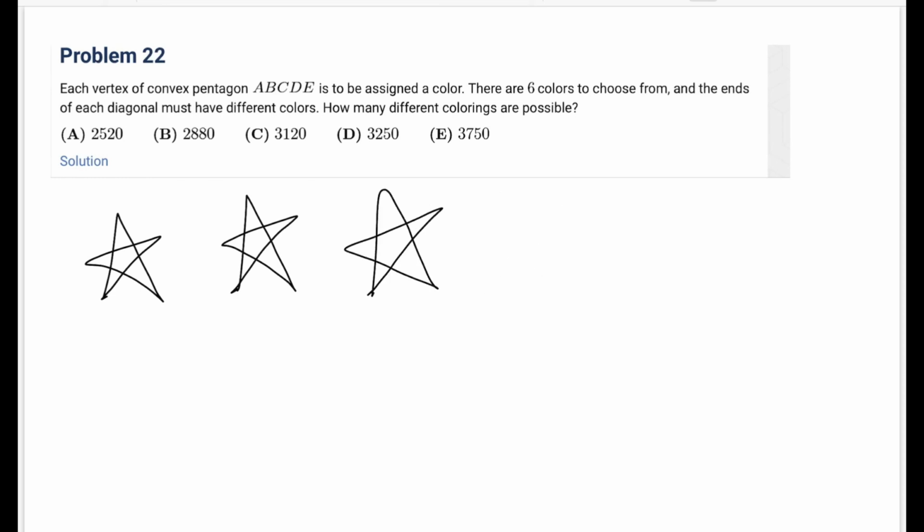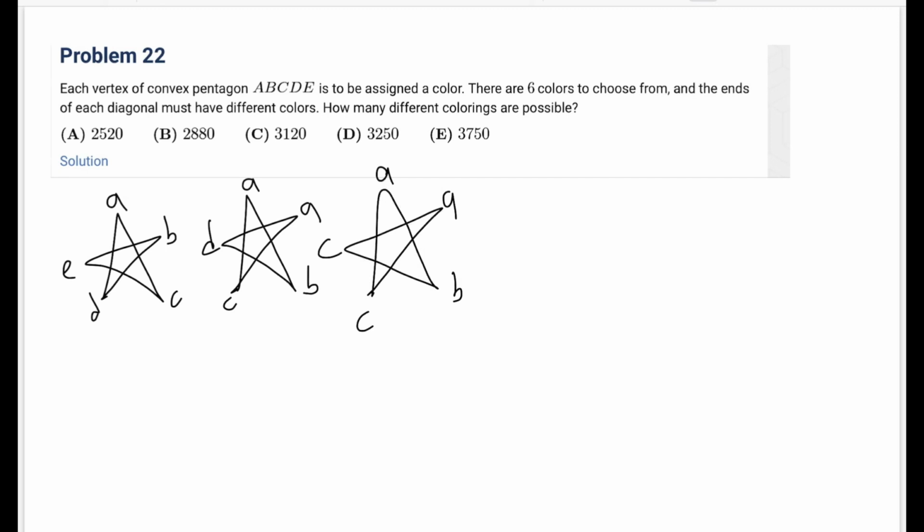So the first thing that you can think of is that all the colors are different. So this would be colors A, B, C, D, and E. But that's not the only way, because it just said that the ends of each diagonal must have different colors, and it didn't say anything about the points that are next to each other, right? So it could be A, B, C, D, and this would still have all the diagonals different from each other, and we could also have A, B, B, C, and it would still be different, right?